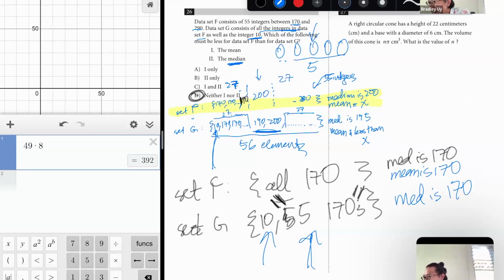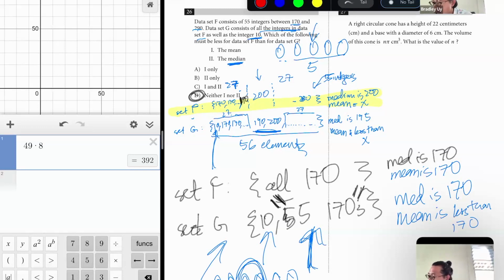So there will be two in the middle since they're an even number for set G. If there's an even number of elements in a set, for example 6, okay, there are always two in the middle. But there's going to be two 170s in the middle, so the median is the average of those two 170s, which will be 170. The median is 170, but the mean is less than 170. What I'm doing is I'm just confirming the idea that for set F, which is what they want us to focus on, they're asking, is anything less? Which of the following is less in F? Well, the median is not less, the mean is not less, so it's neither 1 nor 2. That confirms that the right answer is D.